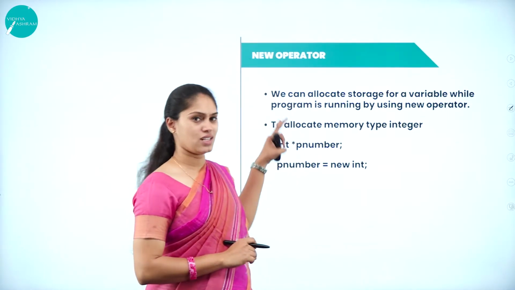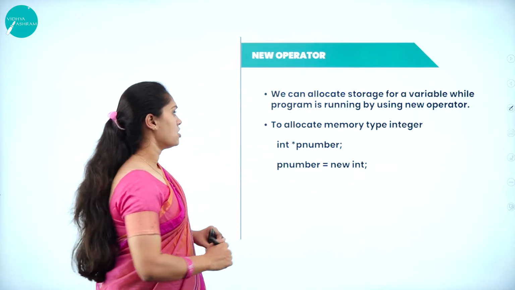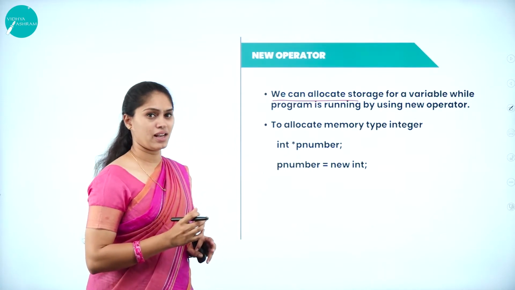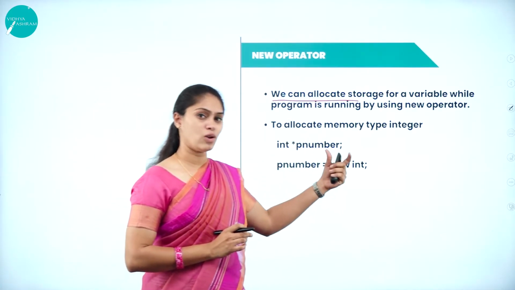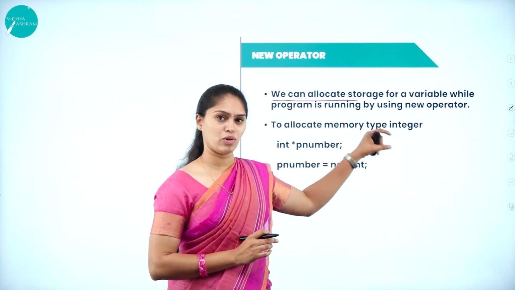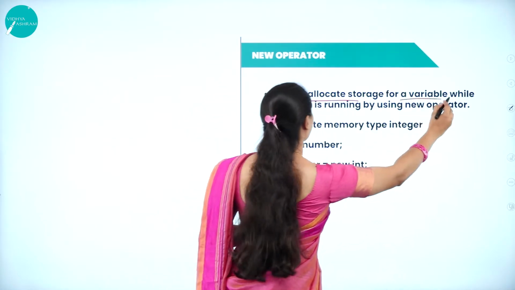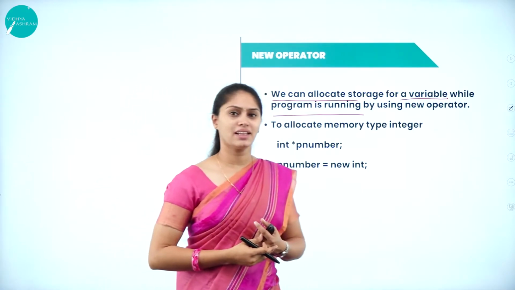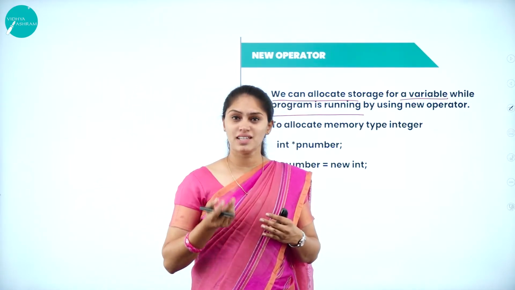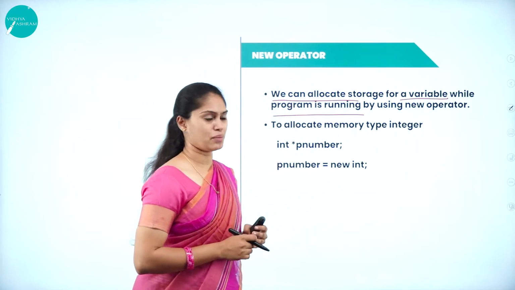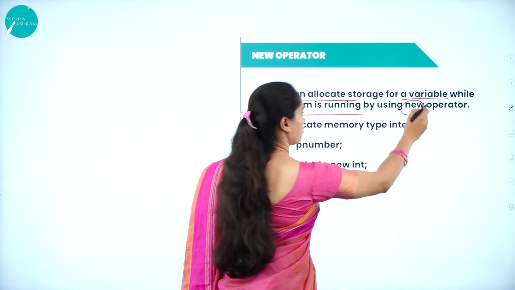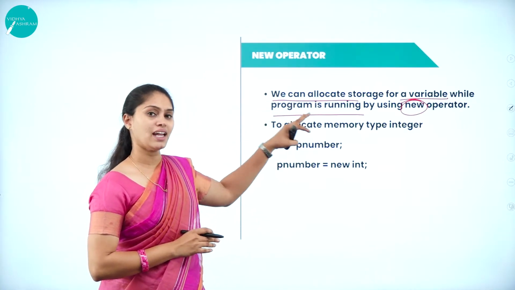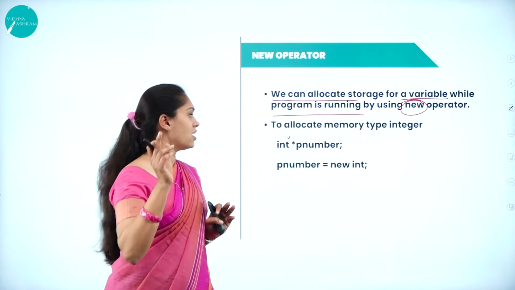We'll see how this new operator works. We can allocate storage for a variable. Here I am going to allocate some storage, or memory, for the variable while the program is running. While the program is running means at the time of its execution, I am going to allocate some memory space by using the new operator. By using the new operator, I can allocate some memory space to the variable.